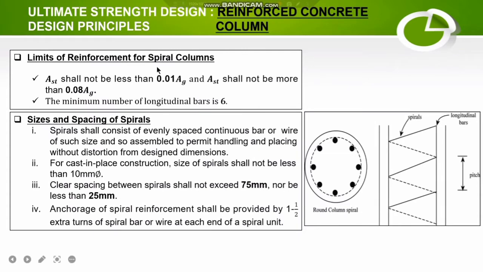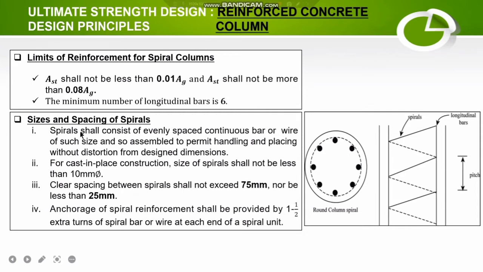Limits of reinforcement for spiral columns. So it is also the same with the tied column, that the area of our steel reinforcement must be in the range of 1% of Ag to 8% of Ag, or 0.01 Ag to 0.08 Ag. The minimum number of longitudinal bars for a spiral column is 6 longitudinal bars. So it is according to the code.